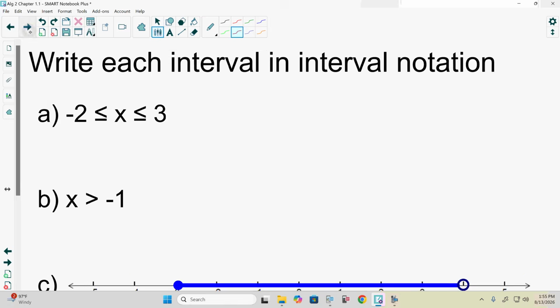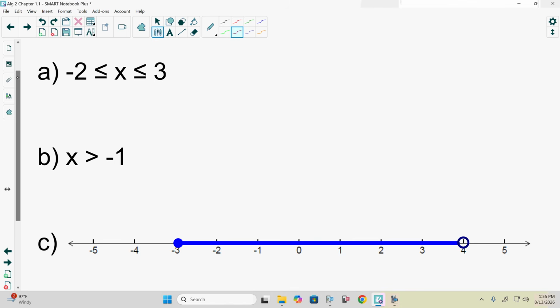So what we're going to do is rewrite these in interval notation. So our first one is -2 is less than or equal to x is less than or equal to 3. So there's different ways we can go about doing this. Because I think some of y'all have it down, or it looks like some of y'all have already written down what the interval notation is.